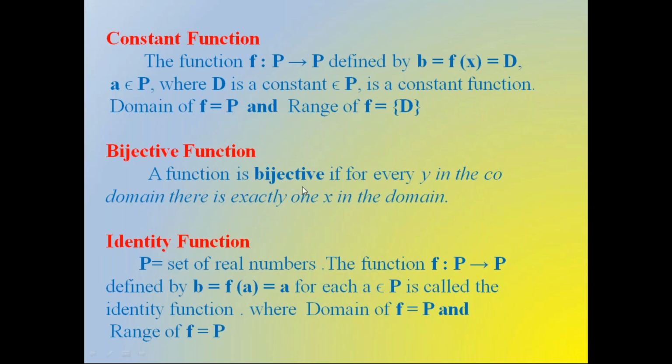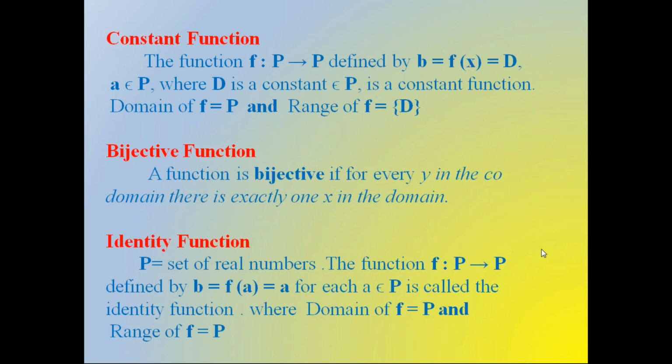Bijective function. A function is bijective if for every y in the codomain there is exactly one x in the domain. Identity function. Let R be the set of all real numbers. The function f from R to R defined by f(x) = x for each x belonging to R is called the identity function, where the domain of f equals R and the range of f is equal to R.